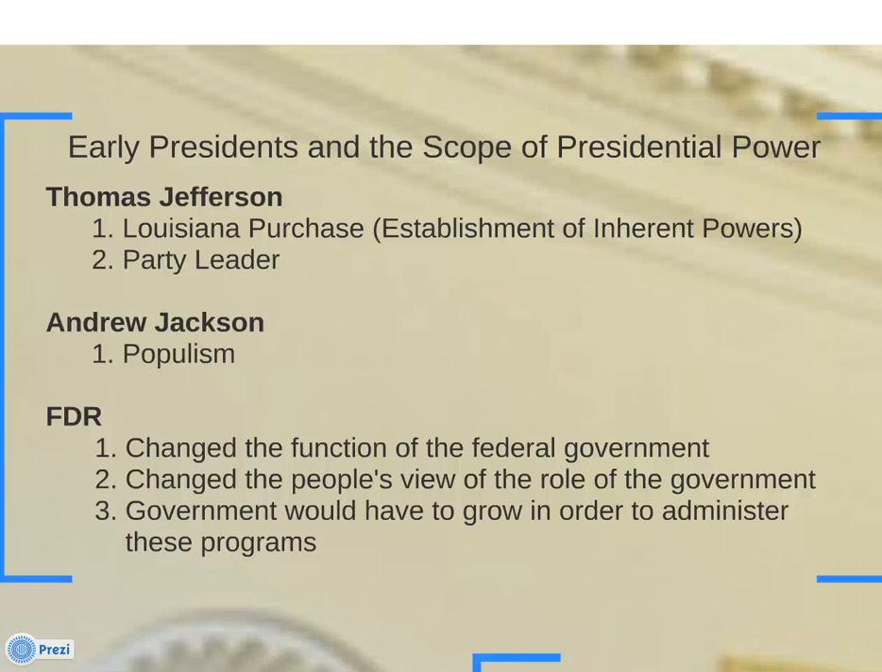Jefferson had no choice but to assume this role. If he had not, he would not have been elected president given the dominance of the Federalist Party during this era.